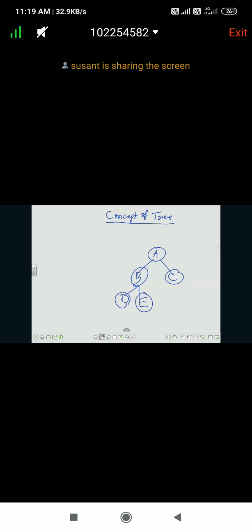Acha, A is a node which has two children, B and C. B and C are the two children of A. D and E are the two children of B. Okay, so this is a tree.